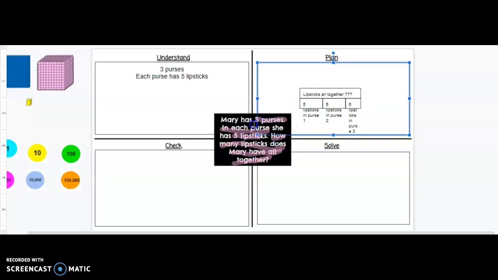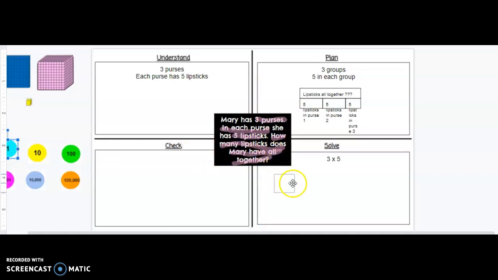So this problem, if it was an addition problem, it could say something like Mary has 3 purses. In the first purse, she has 5 lipsticks. In the second purse, she has 10. And in the third purse, she has 15 lipsticks. So those would not be all of the same values in each purse, but this one does have the same value. So because I know it has the same value, I'm going to be multiplying 3 groups and then 5 in each group. All right, so my solving is going to be 3 times 5.